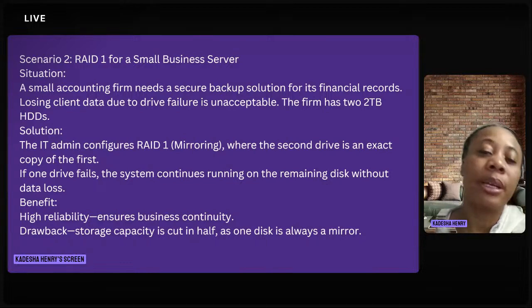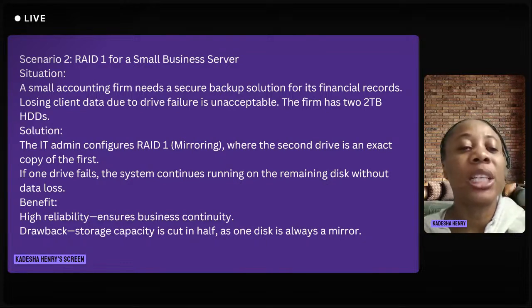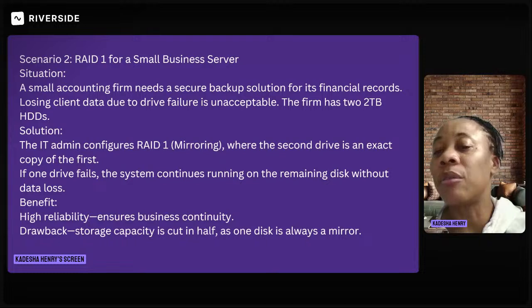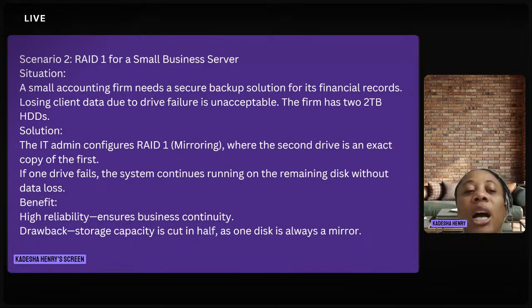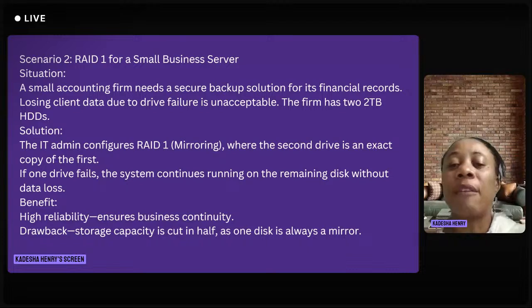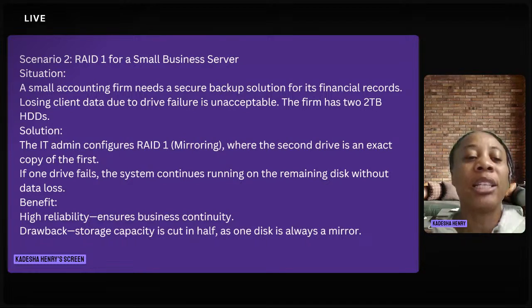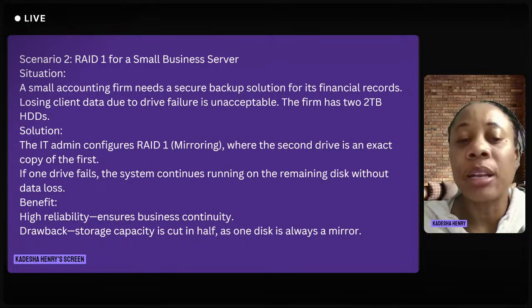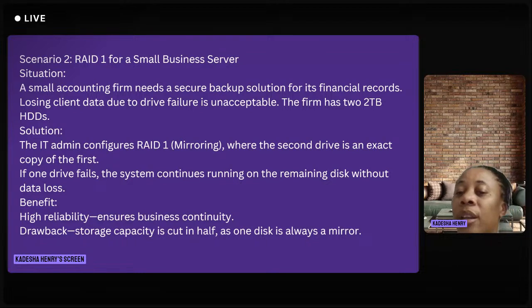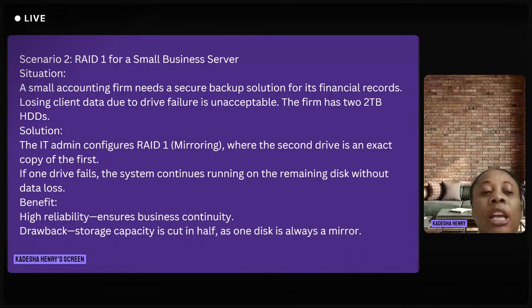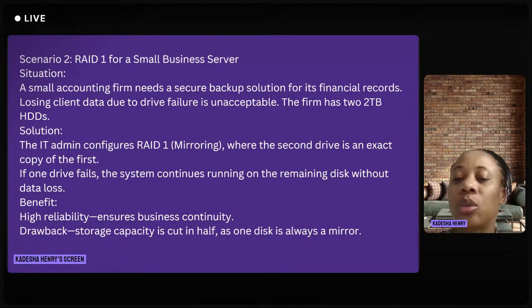RAID 1. That one was RAID 0. RAID 1 for a small business server. So let's say in this situation, a small accounting firm needs a secure backup solution for its financial records, right? Losing client data due to hard drive failure is unacceptable. Cannot allow that. So the firm has 2 TB HDDs, and the solution is that the IT admin configures RAID 1 mirroring, where the second drive is an exact copy of the first drive, right? And if one drive fails, the system continues running on the remaining disk without any data loss.